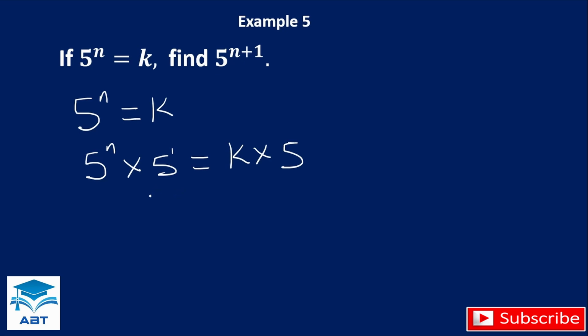And according to the multiplication law or rule of indices with the same base, when the bases are the same, we maintain the base and add the exponents. So we have n plus 1. 5 times k is 5k. And this is the answer. 5 exponent n plus 1 is 5k.